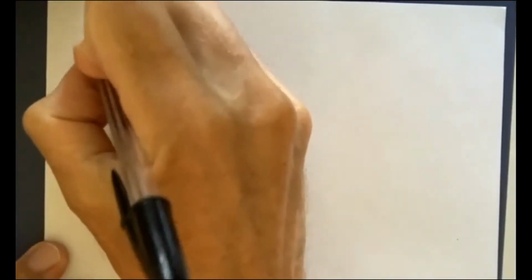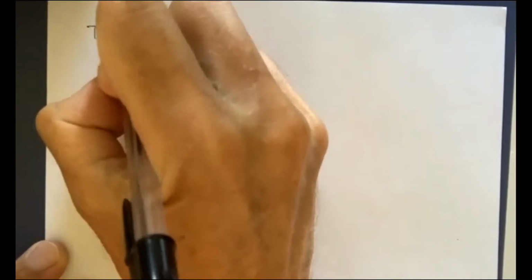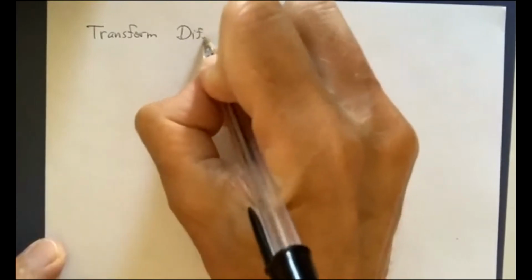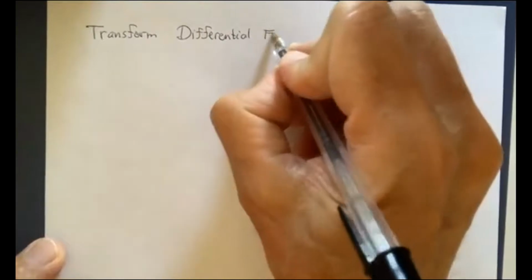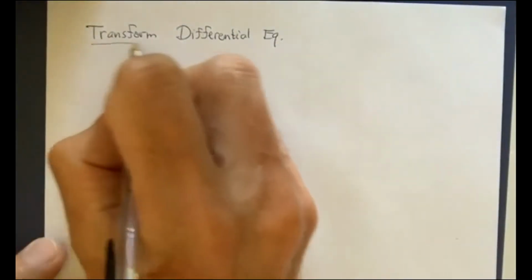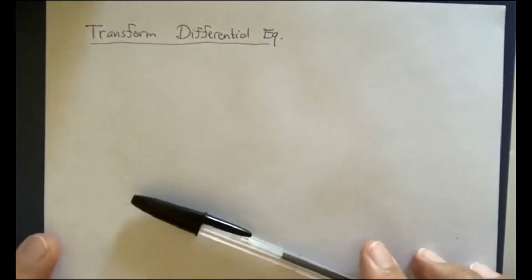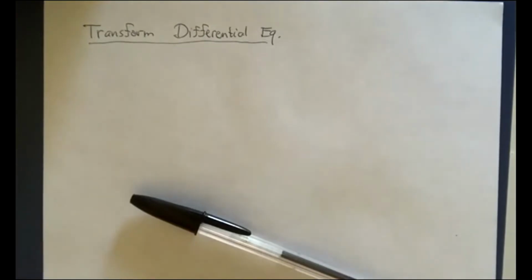So we're going to transform the differential equation. Okay, so what does that mean? Well, we have a differential equation, right? We had the mass times the acceleration, and we had the minus sign and then the derivative of the effective potential. That's a difficult equation to solve.